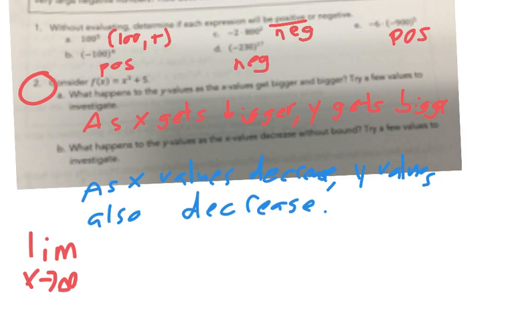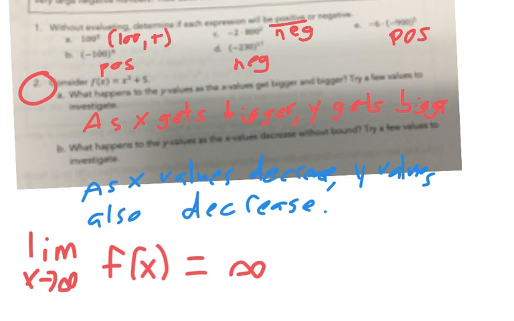They also got bigger. So the limit as x approaches infinity of our function f of x is equal to infinity. All this is saying is, as the x values get really big and close to infinity, the y values, remember f of x is another way to say y, also go to infinity.